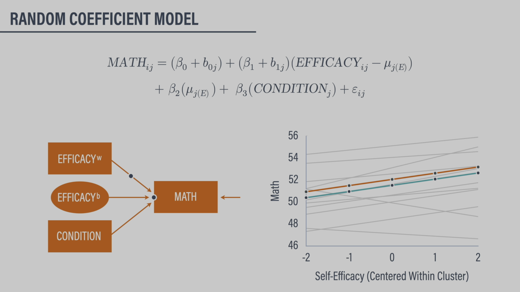Next, let's fill out the level 2 regression equations. Remember that the condition indicator and the efficacy person means predicted the math outcome in the focal regression model at level 2. These variables enter as predictors of the random intercepts in the beta0j equation. The dashed arrows in the path diagram show these slopes.